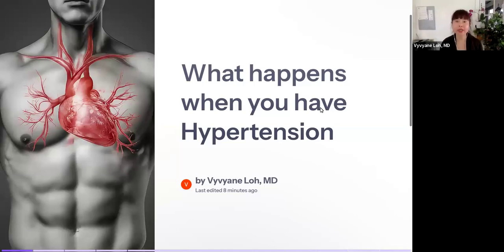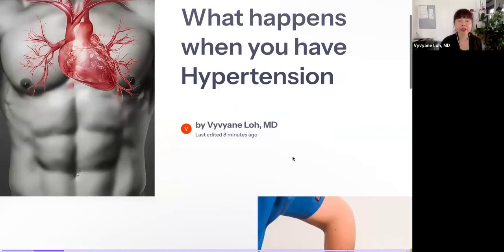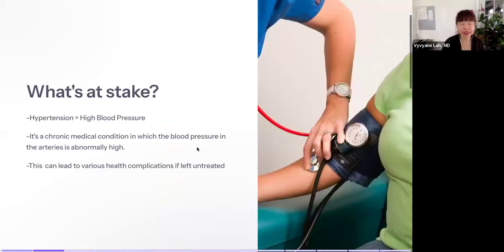We're going to talk about what happens when you have hypertension, what symptoms and downstream effects it can have on your body. We'll also discuss what hypertension actually is and what causes it. So let's get going. When we talk about hypertension, we're actually talking about high blood pressure in the arteries.